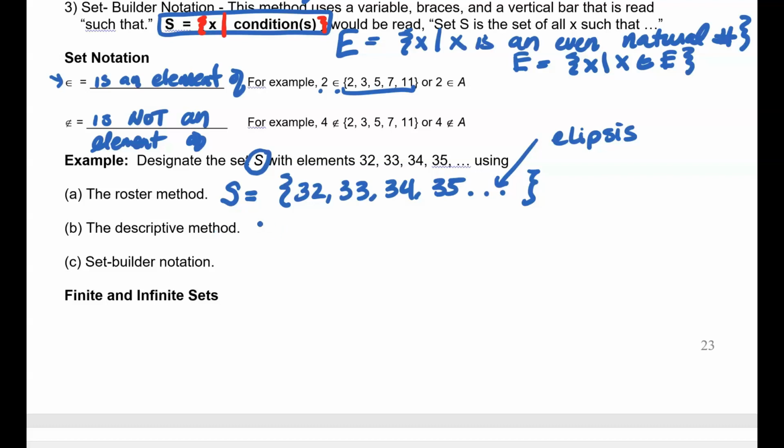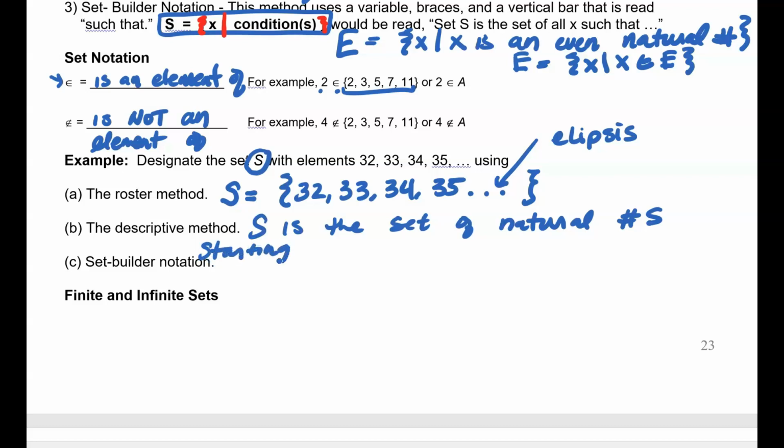And then the descriptive method, I'm just going to write it out in words. So I could say S is the set of natural numbers. I could also say whole numbers. I could also say integers because all of these numbers are all three of those things, starting at 32. So again, there's not one right way to write the descriptive method. I could have said S is the set of whole numbers starting at 32. S is the set of integers starting at 32. Or I could have said S is the set of natural numbers greater than 31. There's lots of different ways to write it.